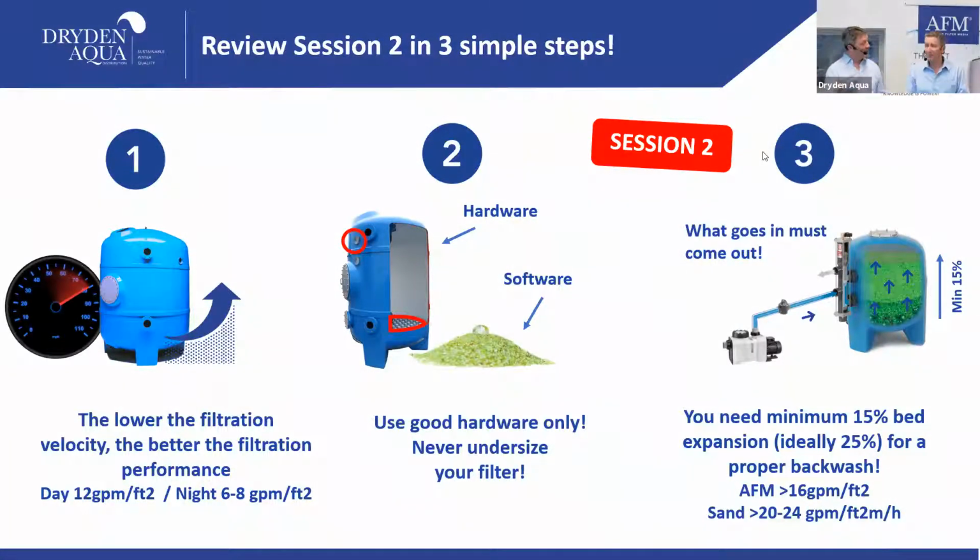Step number 3 goes back to me. What gets into the filter needs to get out. So you need to have proper backwash velocity, which means make sure you have a minimum of 15% bed expansion to be able to evacuate the dirt that you're collecting. And for that we need 16 gallons per minute.